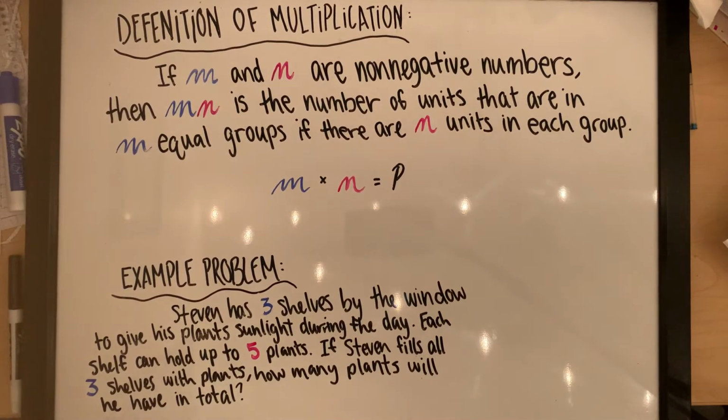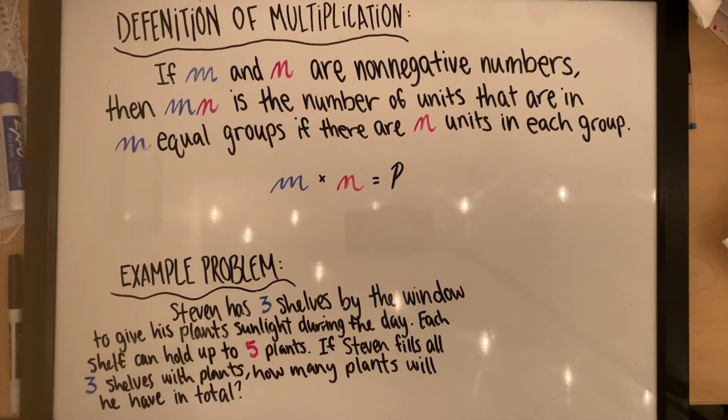All right, getting into our definition of multiplication. So we can define multiplication as the following. If m and n are non-negative numbers, then mn, or m times n, is the number of units in m equal groups if there are n units in each group.